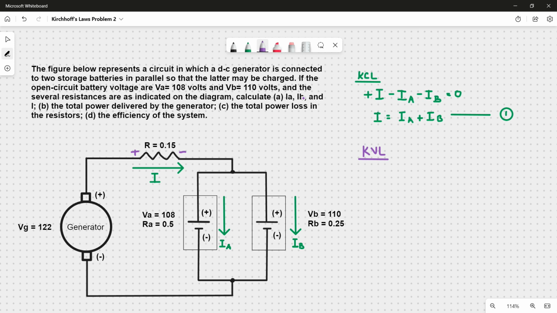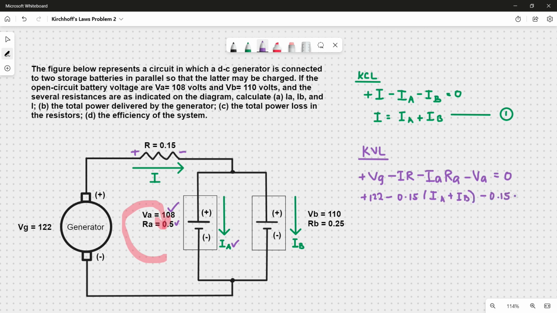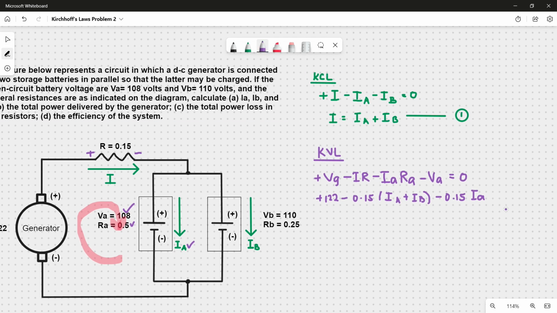Now the loops we are going to trace are the small loop and the bigger loop, both in clockwise direction. Let's start with the small loop, which involves these 3 components. For VG, that's positive. I times R is negative because we are going out of this side. Now here we're going to write both the open circuit voltage and the voltage drop of the battery. So we have IA times RA, which is negative, and VA also negative. And then we'll substitute what we know. For I, we can use the KCL that we've derived earlier so that we can easily solve for the unknown.